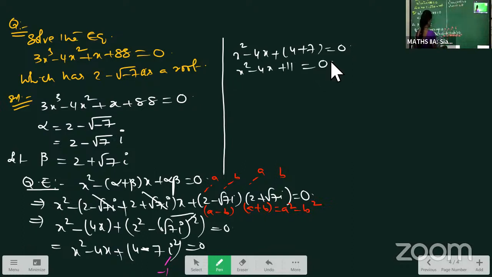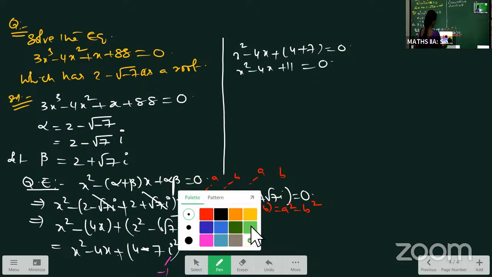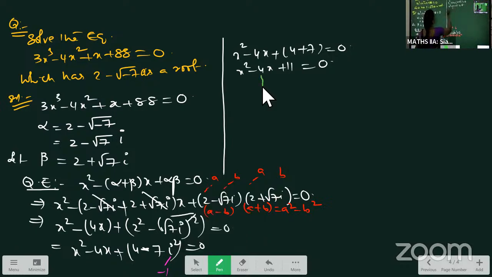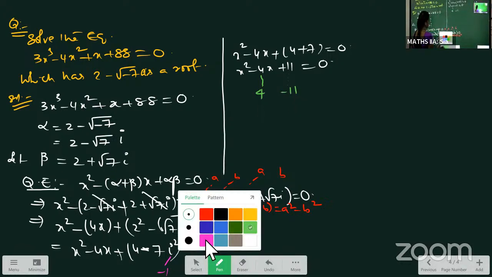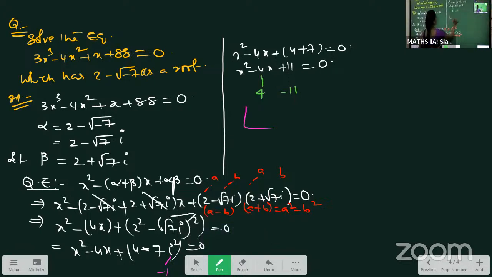Now, what did I say in the previous question? We should take the opposite symbols. Here, minus 4 is there. We have to choose plus 4 and we have to select this one as minus 11. Now, we do the synthetic division with that. Do the synthetic division here, double synthetic division, 4 minus 11.